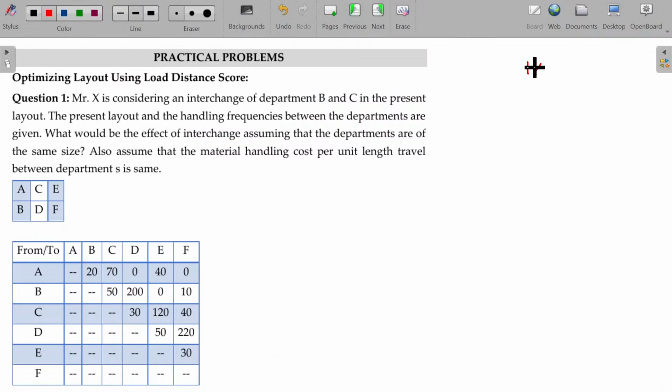So load distance cost matrix. Here the load is otherwise named as frequency. Either it may be load or frequency. Load means that you may carry 100 kgs, and instead of load, 100 times you have to travel, both may be same. So load, distance and cost. Usually we never bother about the cost, it remains same. So cost per unit length travel between the departments is same. That's how you can assume. So that's why never mind about the cost.